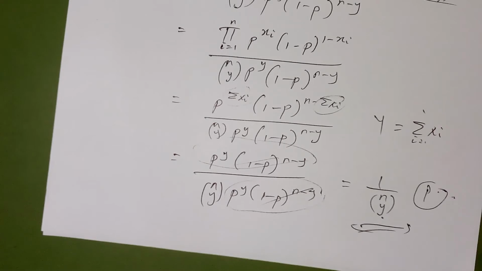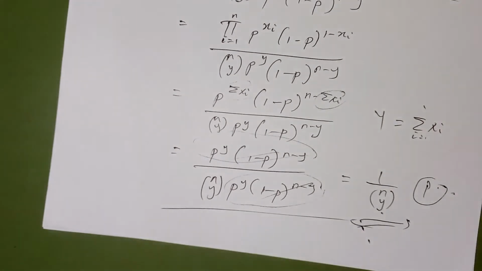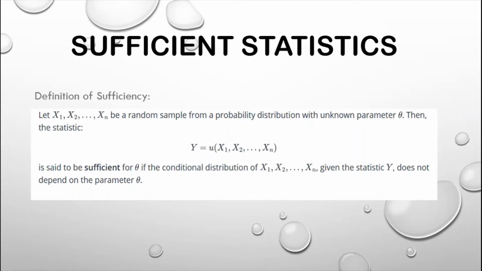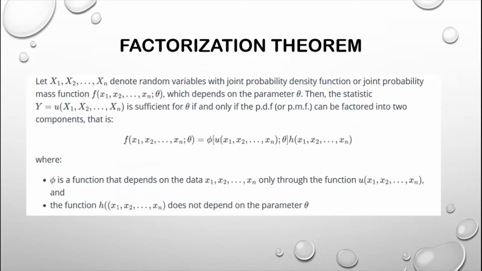So this is our proof, but on some distributions it is difficult to use this method to determine if a certain statistic is a sufficient statistic. So that's where we go on to the methods that we use to determine if a statistic is a sufficient statistic. The first one is the factorization theorem, and this is the most common one.